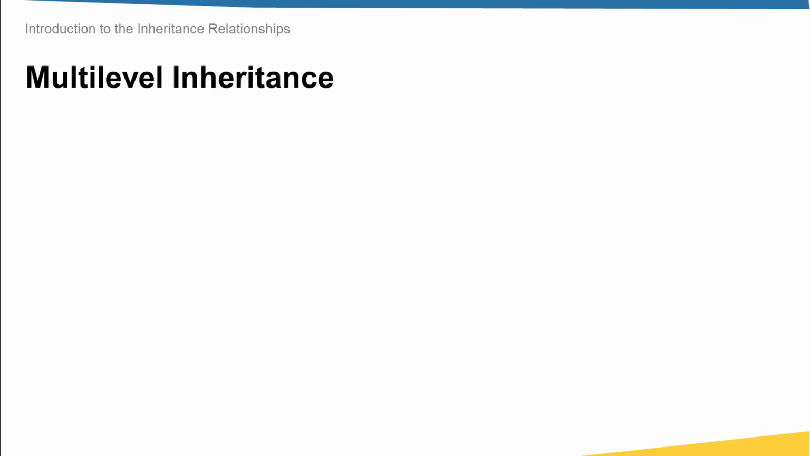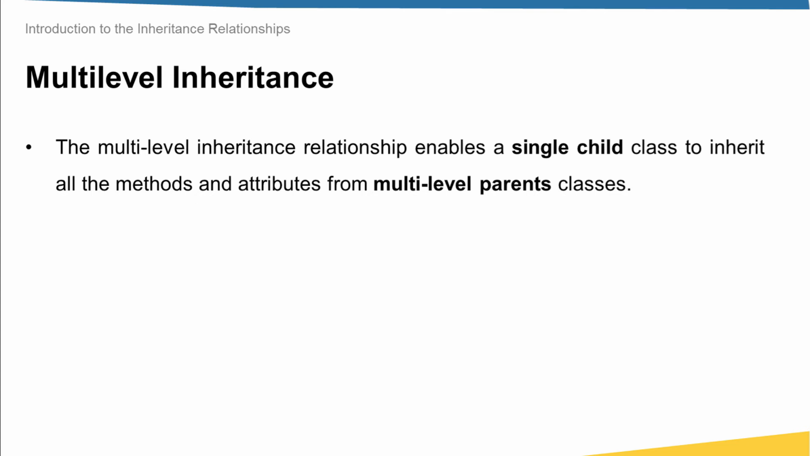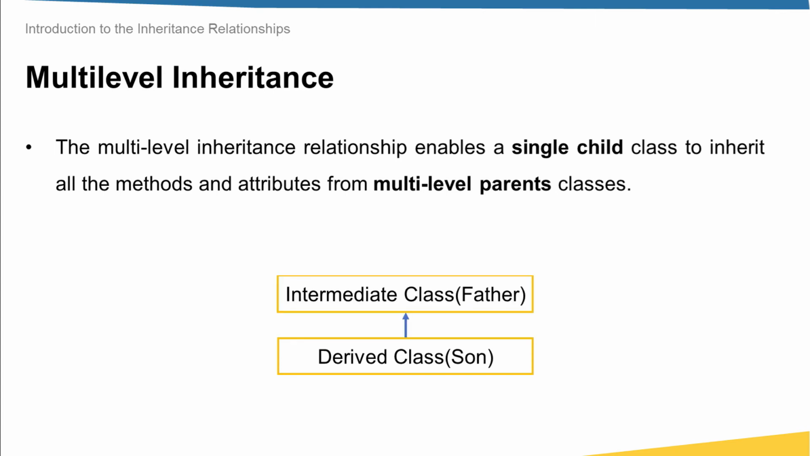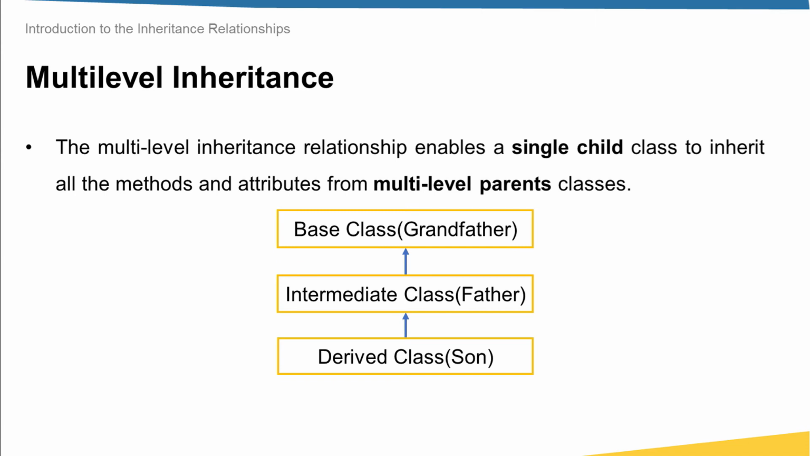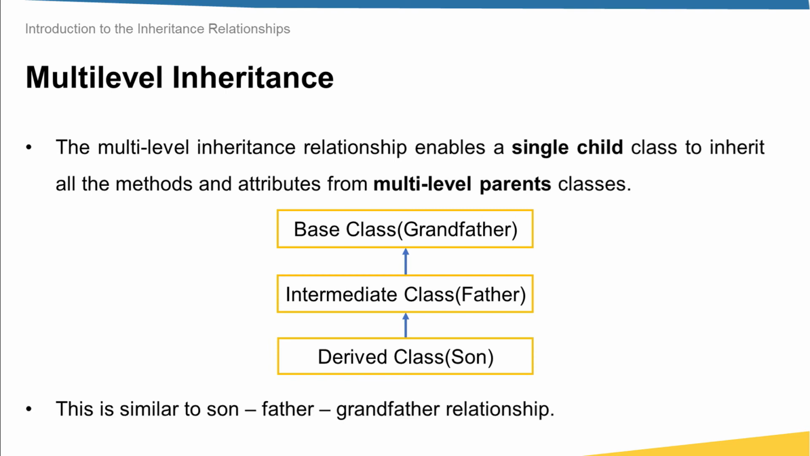Now let's talk about the third type of this relationship, which is multi-level inheritance. In this type, we have a single child class which inherits all the methods and attributes from multi-level parent classes. So if I want to visualize this relationship, I can say that we have one class, the son, let's say, which inherits an intermediate class, which we call father, and this class inherits the base class, which is the grandfather. In this case, the son inherits everything from the father and the grandfather, and the father inherits everything from the grandfather, which is the basic class in this case. So it's quite clear here that this relationship is similar to the son, father, and grandfather relationship.